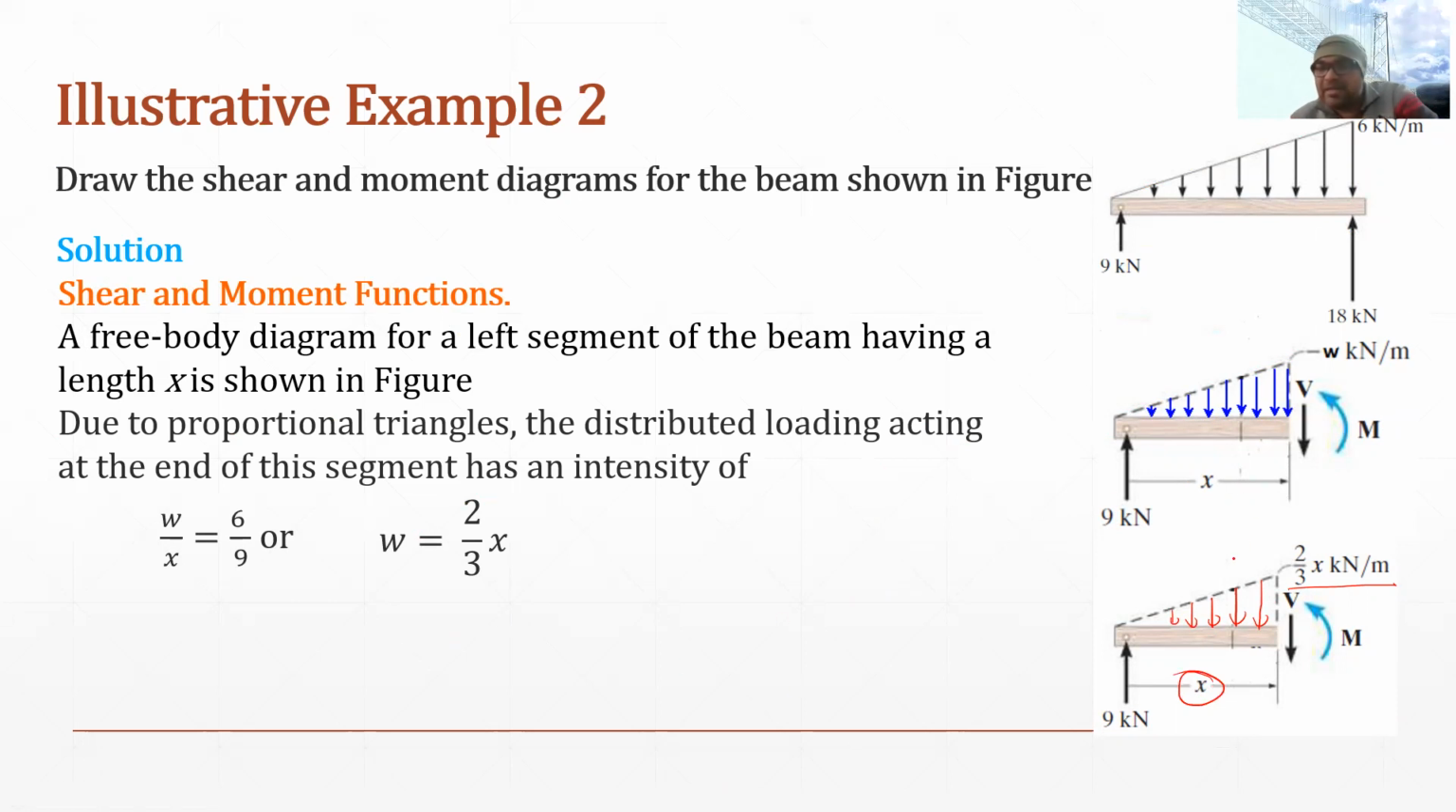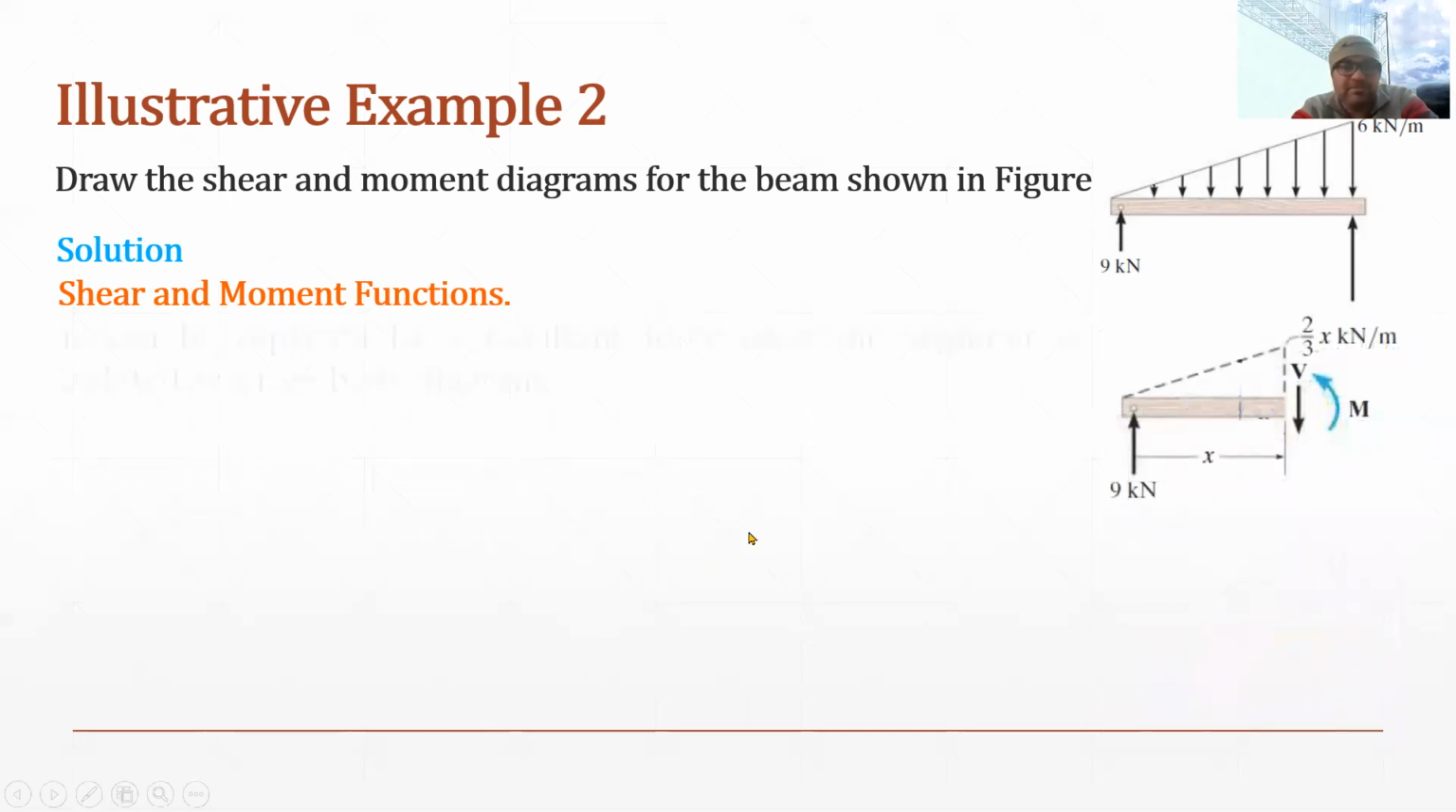This UVL, which is in the form of a triangle, we can convert into a resultant force, which will be acting at a distance X by 3 from this side. So this whole triangular load can be converted into a resultant point load, which will be acting here. The magnitude of this point load will be equal to the area of this triangular load. So that area will be half into X into 2 by 3.